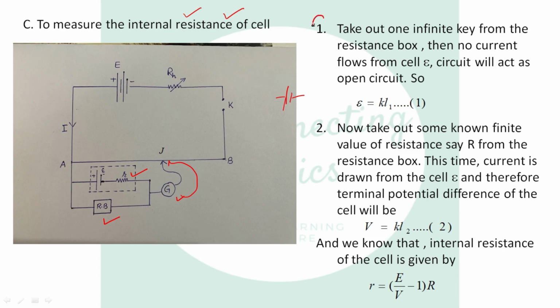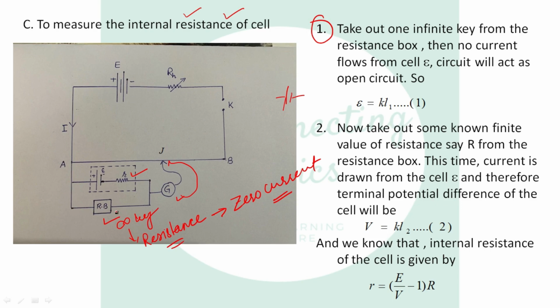Now step number 1. Take out the infinite key from the resistance box. So infinite resistance will be set up here. Infinite resistance means zero current. When we set up infinite resistance here, no current will be drawn from this cell. No current will flow from the cell, because infinite resistance is present.